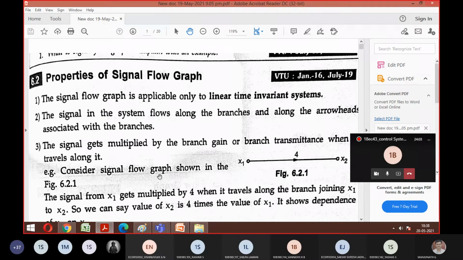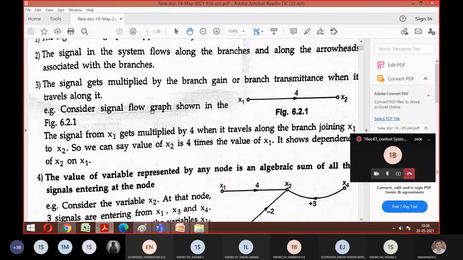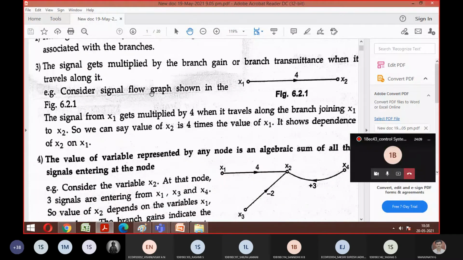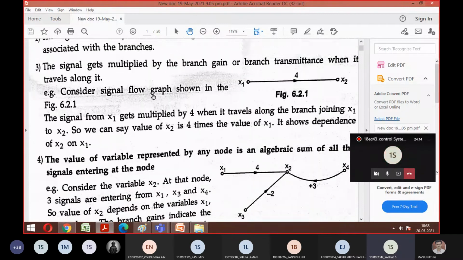Any doubts, anyone, till property number 3? If you have, you can ask. Is it okay? Repeat, sir. Repeat property number 3 here.